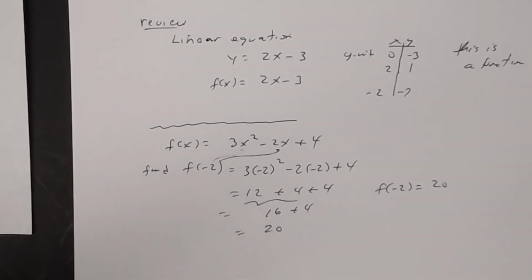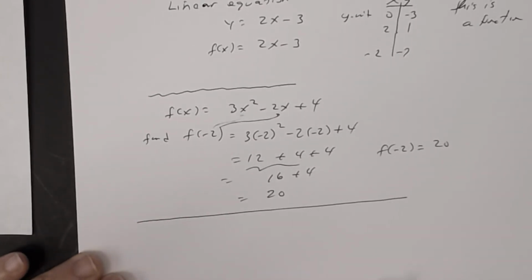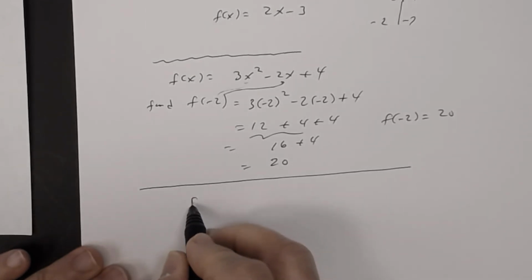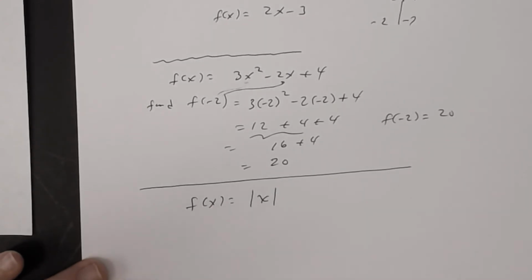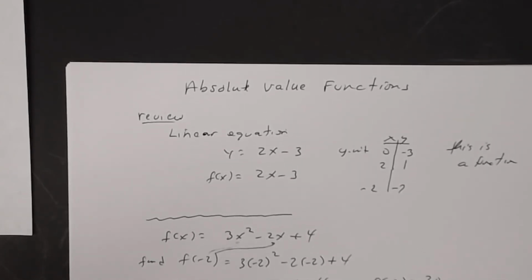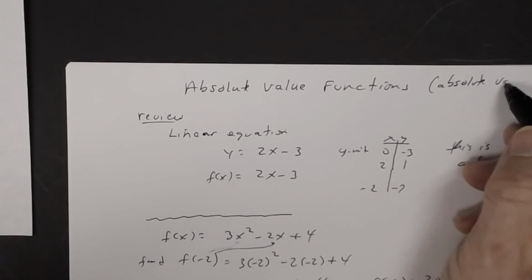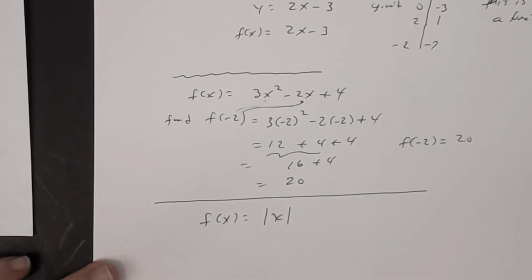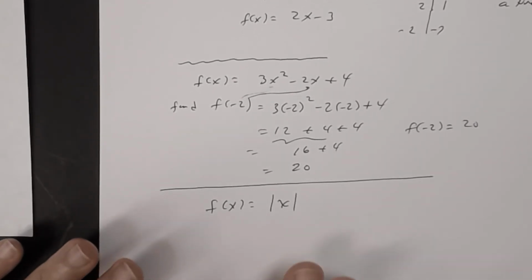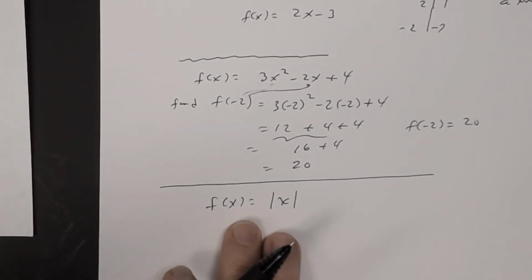Okay, now let's talk about absolute value. An absolute value function looks like this: f of x equals something like the absolute value of x. That's an absolute value function. Notice the absolute value bars. An absolute value function contains absolute value bars. So that's your notation. Keep that in mind. The shape, though, is important. We're going to talk about the shape. We're going to graph this, and this is the simplest kind.